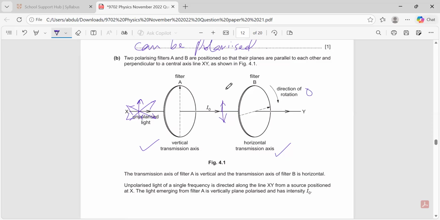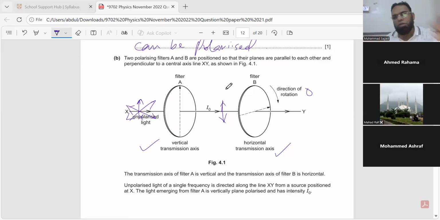Here I naught will become just zero. If you remember while studying, I also shared some videos from YouTube. This is vertical polarization, and only vertical can pass through it. If this is horizontal, only horizontal can pass through it. If one is vertical and the next horizontal, nothing can pass. It will be completely dark. That is the case here, but they are not asking this. They are asking something different.